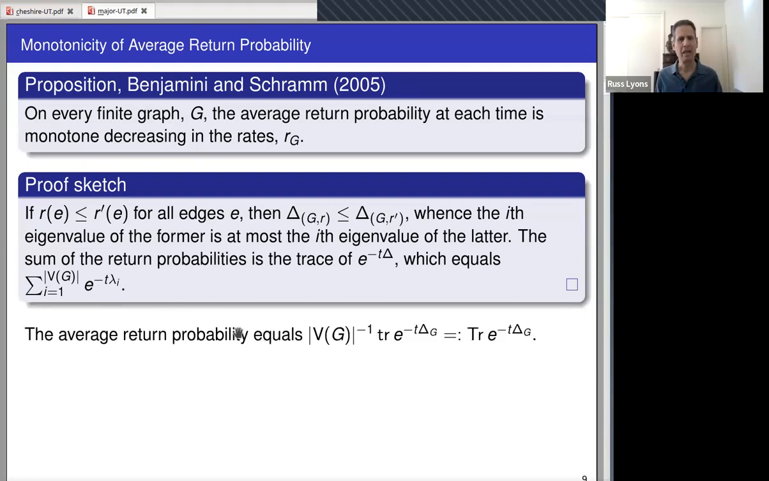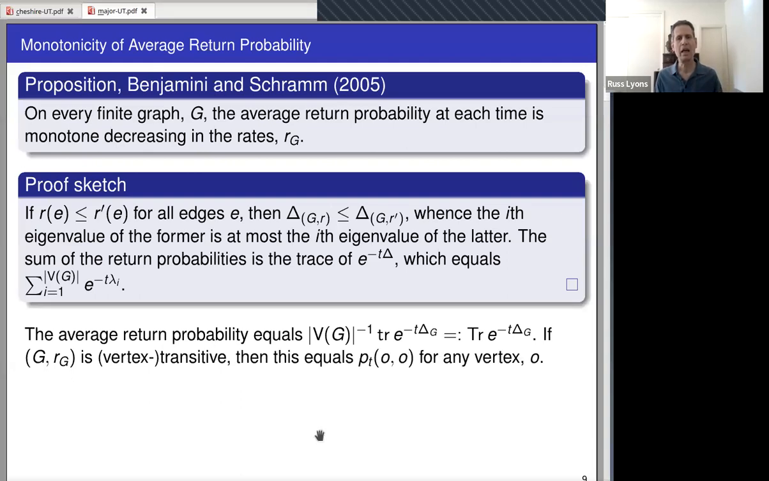Now, we are interested in this average, which is the trace, the sum divided by the number of vertices. I'm going to denote this by capital TR, which is a normalized trace. You'll see why in a moment. Suppose I have a vertex transitive network. In other words, there's a graph which is vertex transitive. For any 2 vertices, there's an automorphism of the graph that takes one to the other, and it preserves the rates on the edges. So it preserves adjacency and preserves the rates on the edges. In this case, every vertex looks the same as every other. So all the return probabilities are the same. And so the average is just the return probability for one of them.